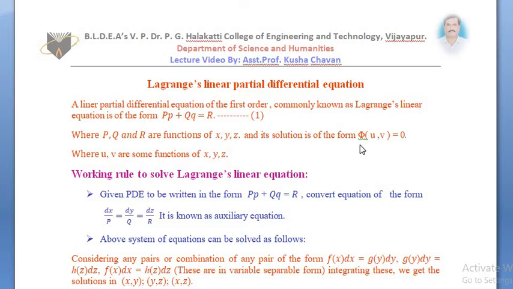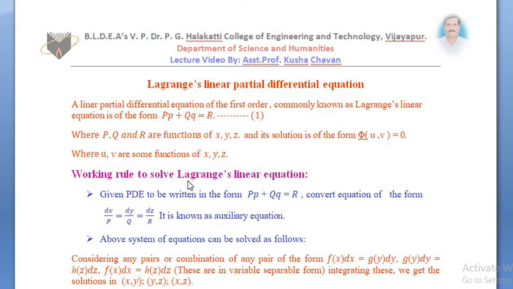That is connected by the relation phi of u, v is 0, where u and v are some functions of x, y, z, and small letters p and q are the partial differential coefficients of z with respect to x and with respect to y respectively.